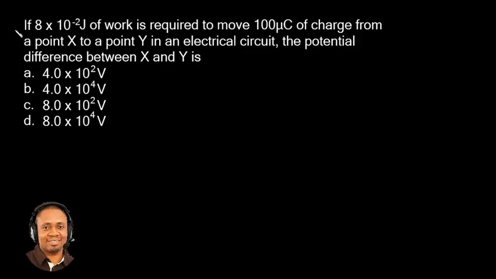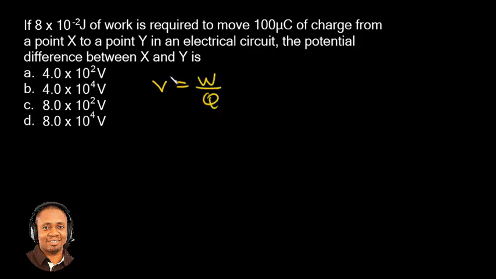This is question 2, JAMB Physics 2018, which goes thus: If x times 10 raised to the power minus 2 joule of work is required to move 100 microcoulomb of charge from a point X to a point Y in an electrical circuit, the potential difference between X and Y is... The potential difference is the work done per unit charge, which is V equals W over Q.